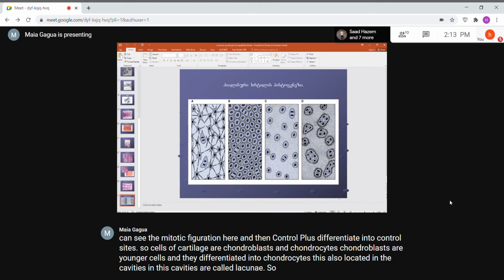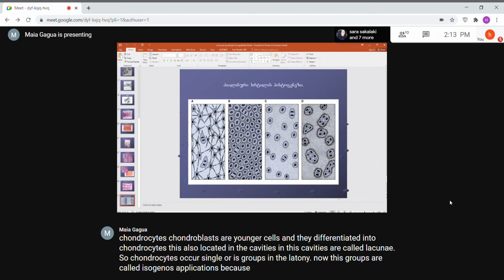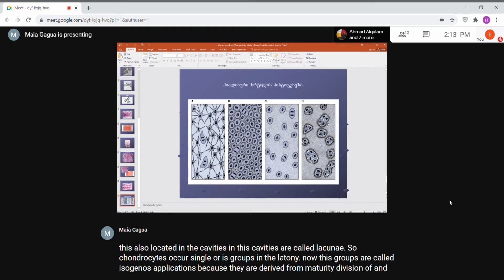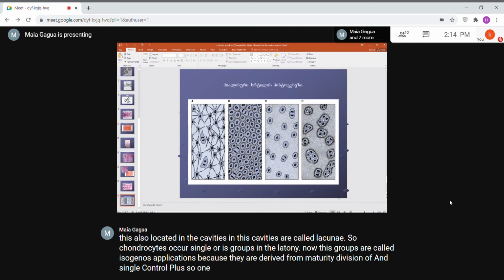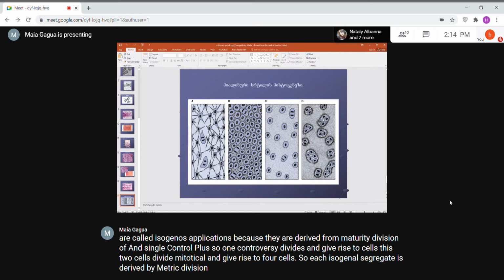So, chondrocytes occur single or as groups in the lacunae. These groups are called isogenous aggregates because they are derived from mitotic division of a single chondroblast. So one chondroblast divides and gives rise to two cells. These two cells divide mitotically and give rise to four cells. So each isogenous aggregate is derived by mitotic division of a single cell.